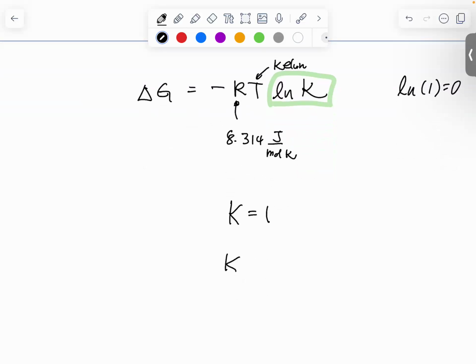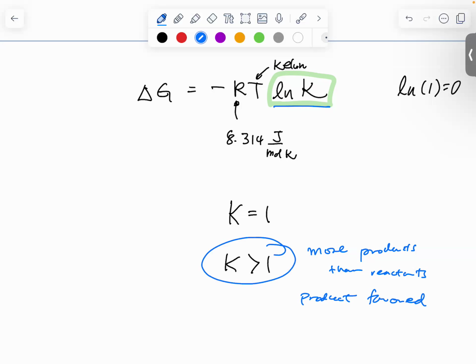If K is bigger than 1, well, based on what we learned back in the equilibrium unit, that means we have more products than reactants, right? Or we say it is product favored. Well, if it's product favored, how do we translate this to spontaneity? Spontaneous, right? So therefore, if K is bigger than 1, then natural log of K would be positive. Therefore, delta G is negative due to this negative sign right here.